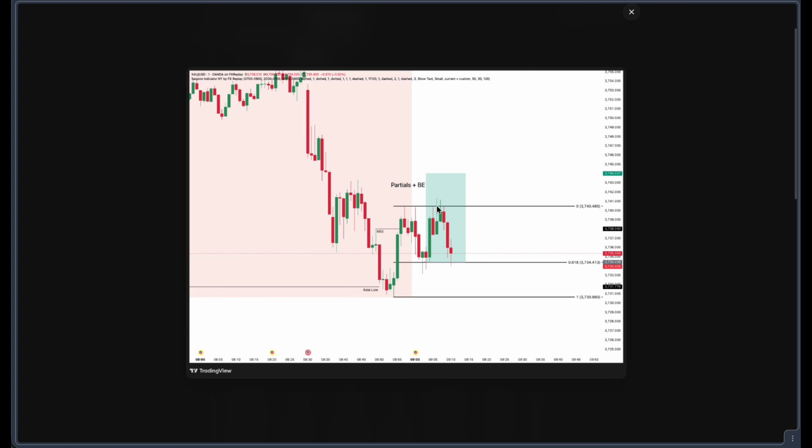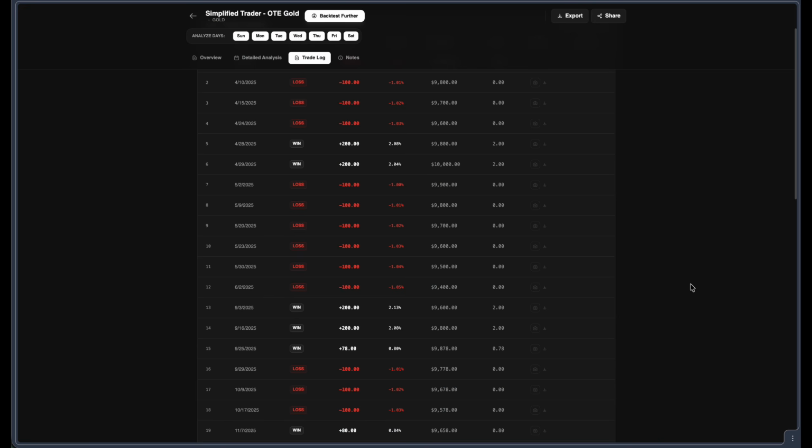Once it hits the 0 level, we go ahead and we take 50% off of the position and move our stop loss to break even, and we got stopped out there. I could only imagine if I didn't take partials and move my stop loss to break even, how terrible this strategy would have performed. So I'm guessing that saved it quite a bit.